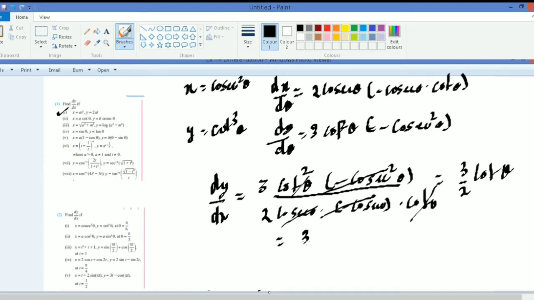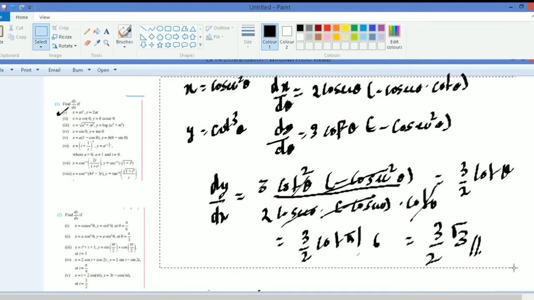Now here you put the value of theta. So you get 3 by 2 cot pi by 6. Theta is given as pi by 6, which means cot 30. Now tan 30 is 1 upon root 3, so cot 30 will be root 3. Your answer will be 3 root 3 upon 2. This is how this question needs to be done. Similarly, you can do the second and third questions. Let me just take one more question of this type.